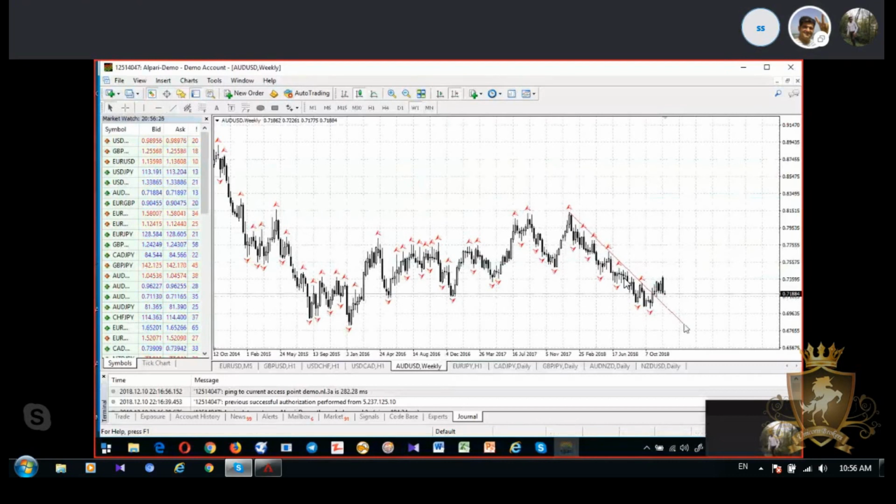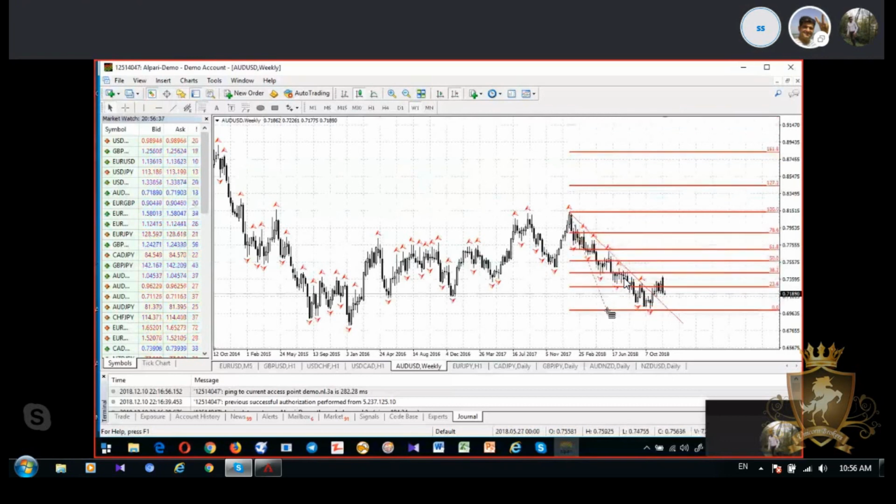Okay. Draw a Fibonacci as well from the place that you've drawn your trend line. From here, yes. Where did my price pull back? It's nearly at the 38% Fibonacci.